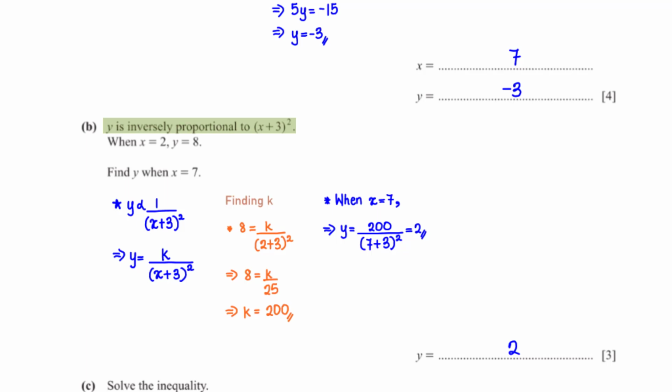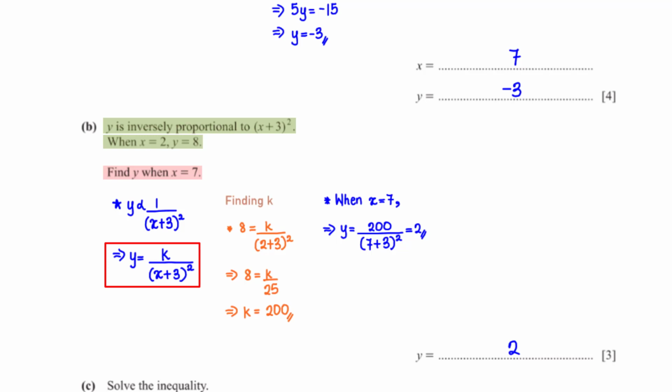Y is inversely proportional to x plus 3 squared. When x is 2, y is 8. Find y when x is 7. In mathematical terms, we write y is inversely proportional to x plus 3 squared. We can rewrite this as y is equal to a constant, which we are going to call k, times 1 over x plus 3 squared, which is k over x plus 3 squared.